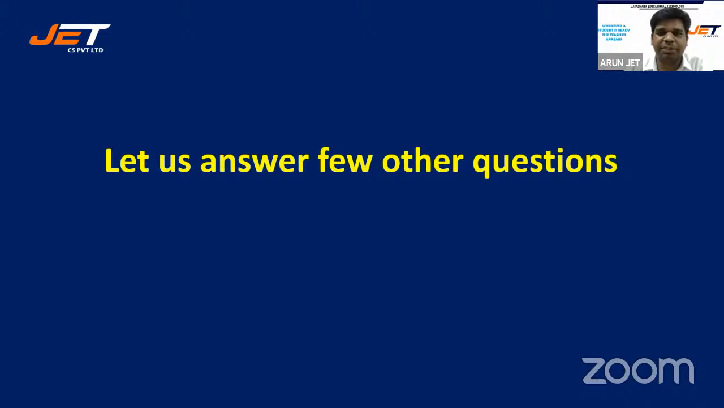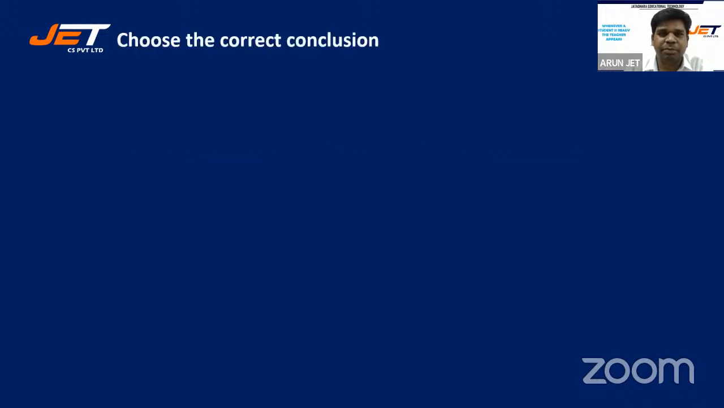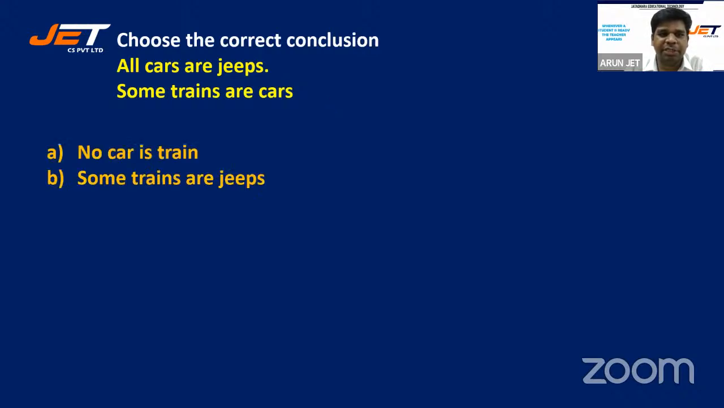Let's answer a few other questions. Choose the correct conclusion, students. I've got two statements. All cars are jeeps. Some trains are cars. No car is a train. Some trains are jeeps. All jeeps are trains. No train is a jeep.